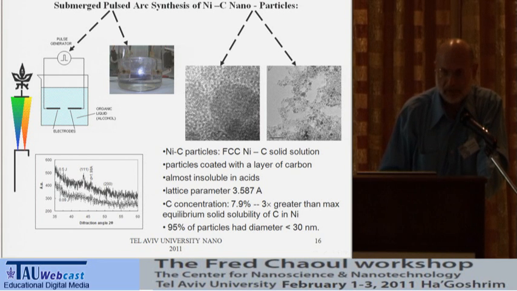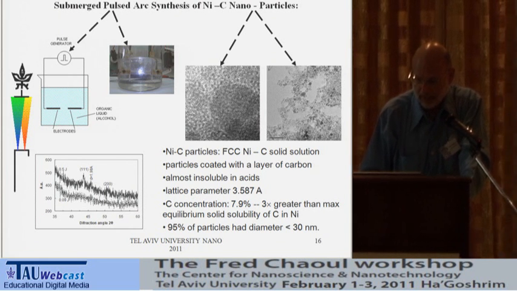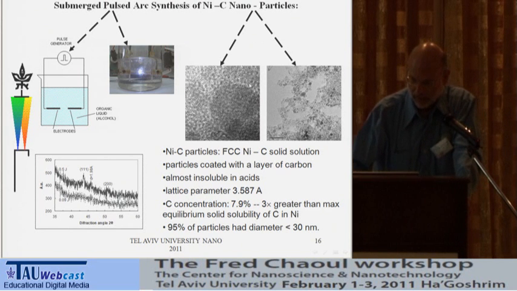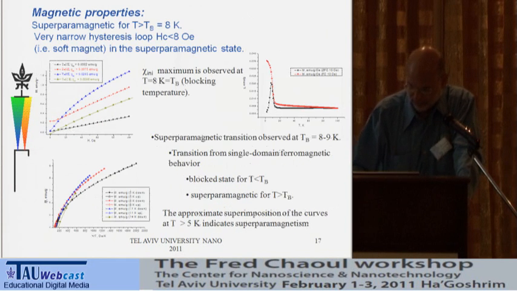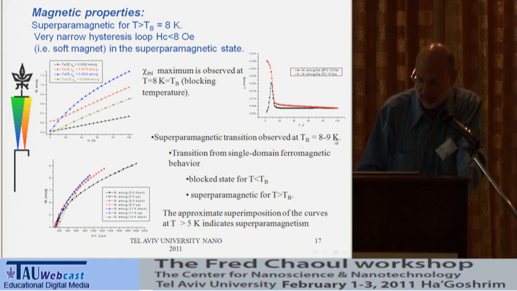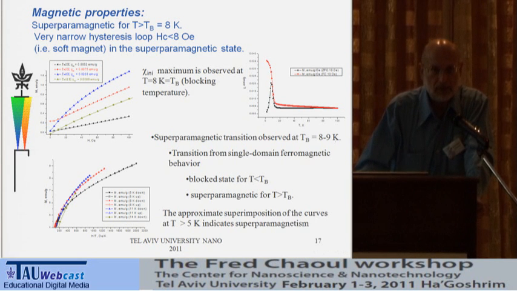crystalline nanoparticles of a nickel carbide that has a carbon concentration which is 3 times the equilibrium saturation value, and it's surrounded by an amorphous coating of carbon. What's good about this is that these particles are pretty much immune to acidic attack, and at room temperature, in other words, at all temperatures higher than about 8 to 9 degrees Kelvin, they are superparamagnetic. We feel that these could be used in all kinds of applications.